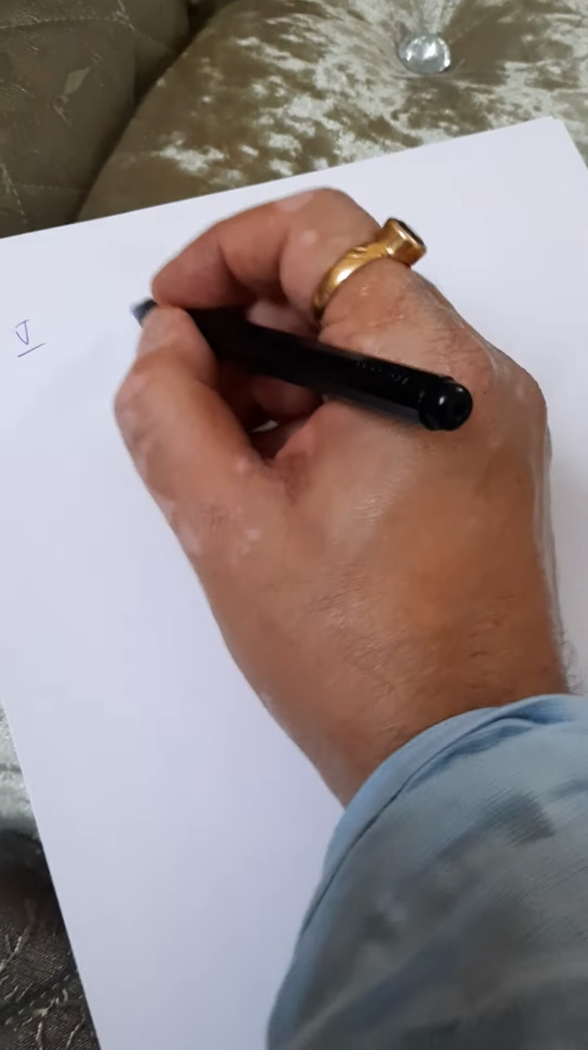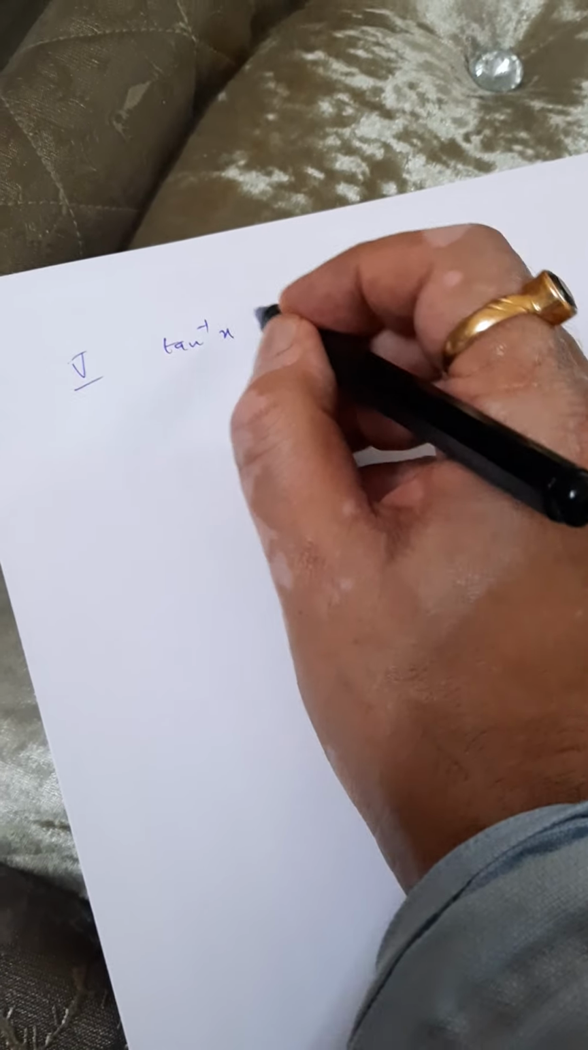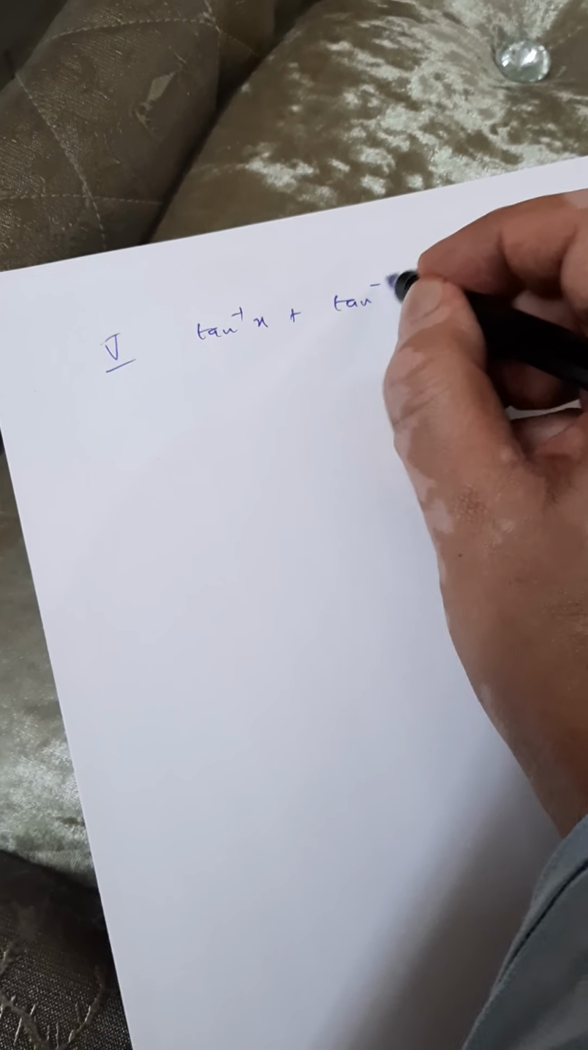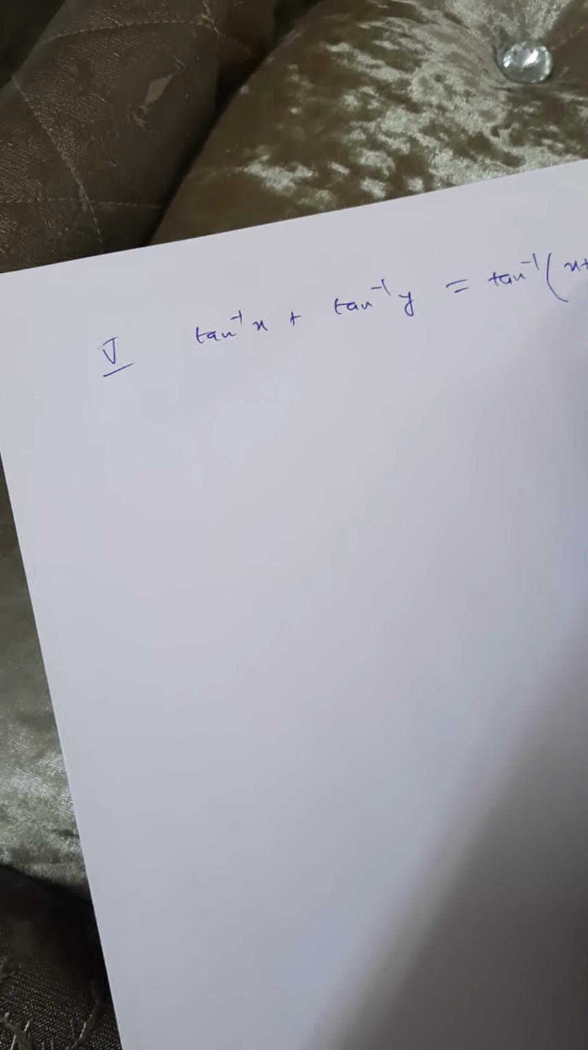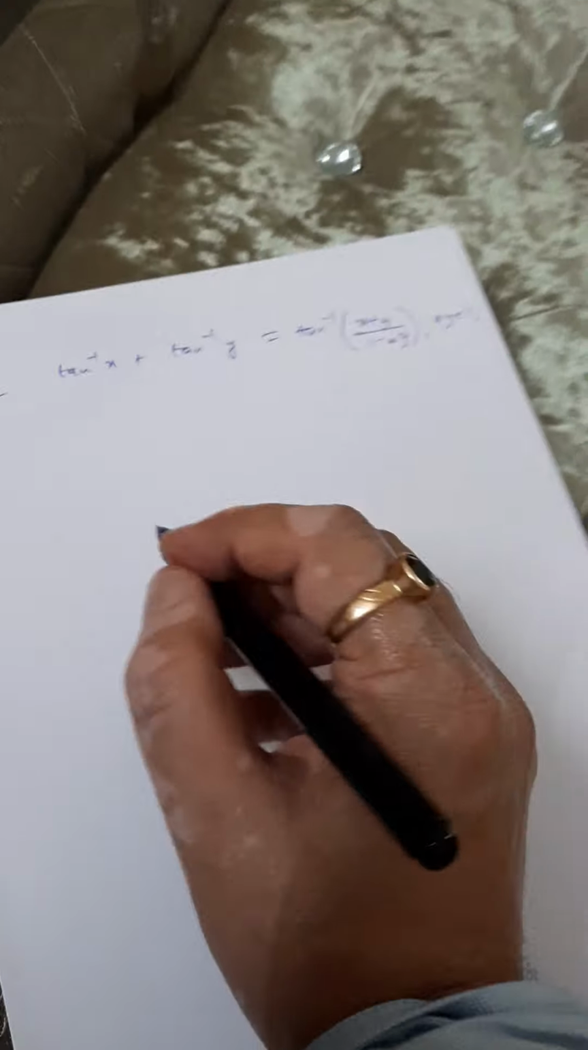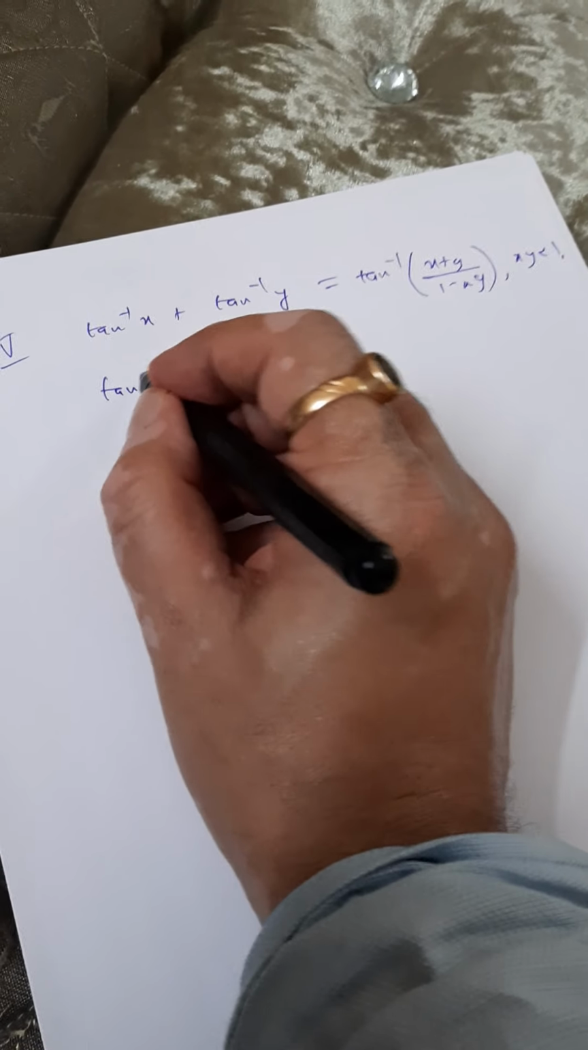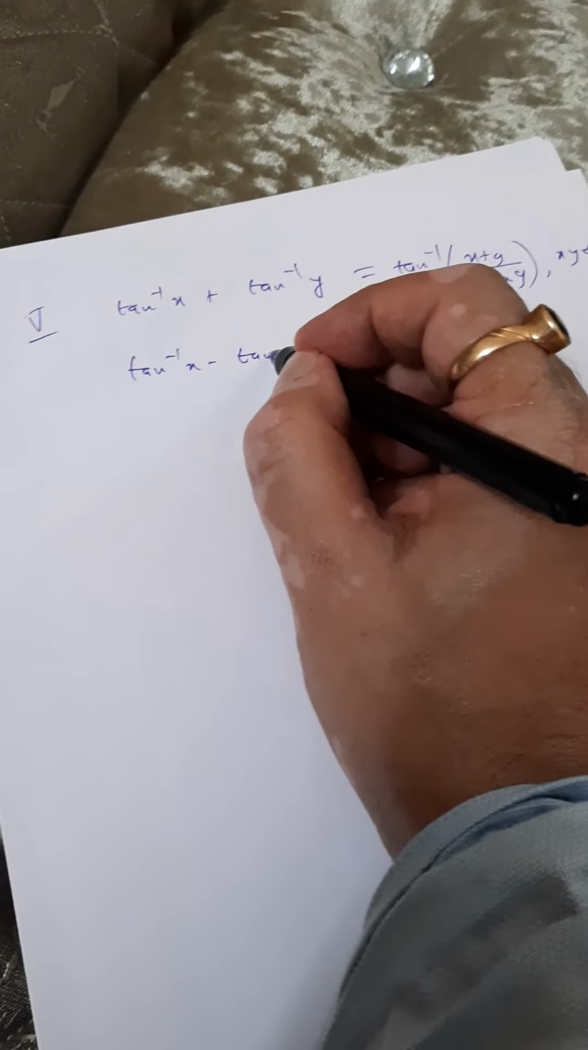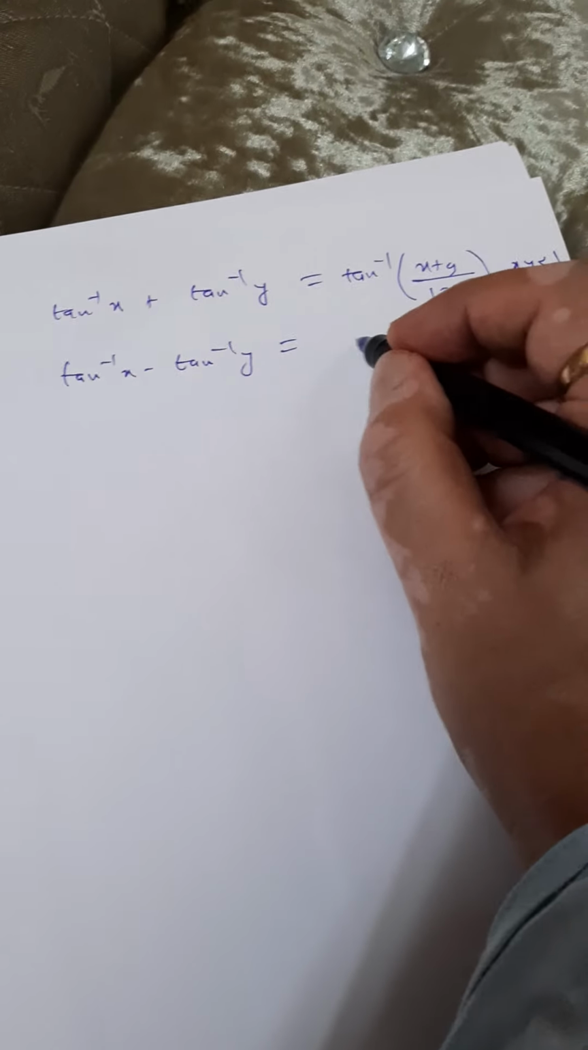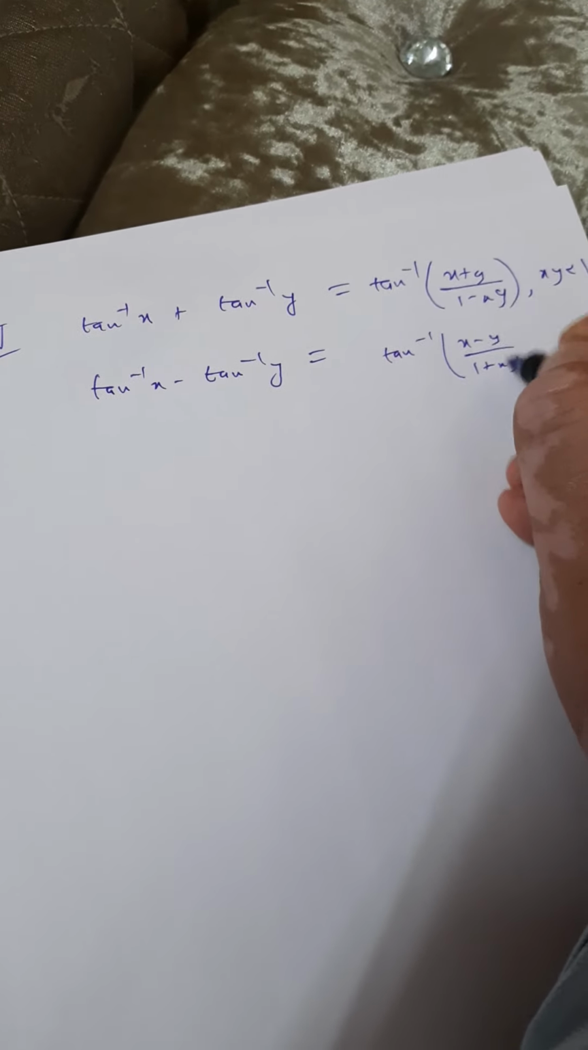Now coming to the fifth and sixth, the fifth one says that tan inverse x plus tan inverse y equals tan inverse of (x plus y) upon (1 minus xy), xy less than 1, and tan inverse x minus tan inverse y is tan inverse of (x minus y) upon (1 plus xy), xy greater than minus 1.